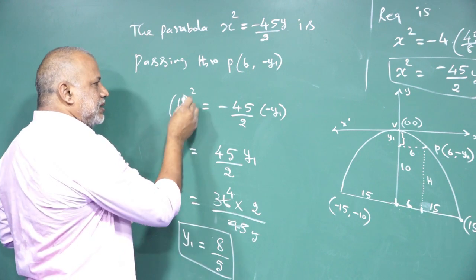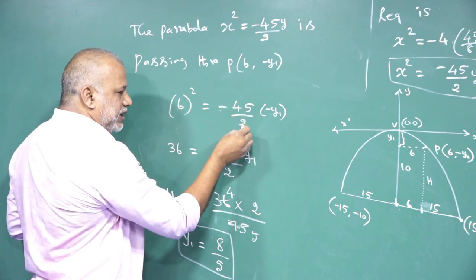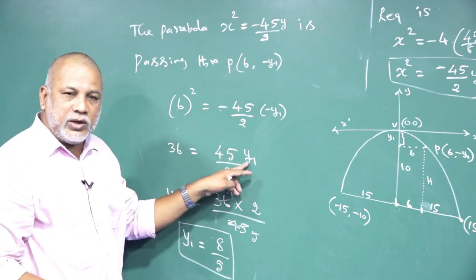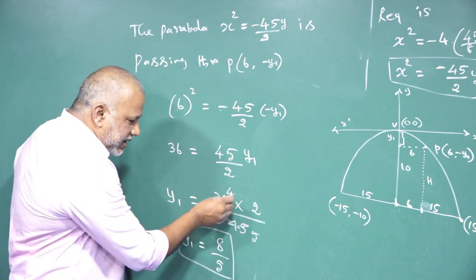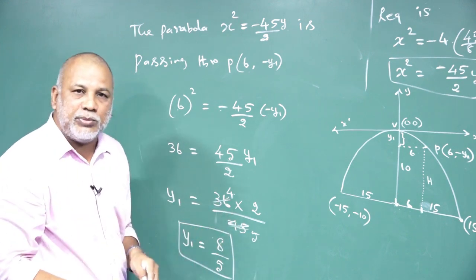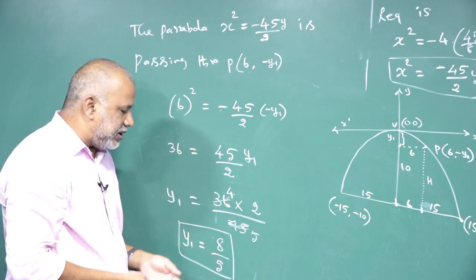Just simplifying, 6 squared is 36. 45 by 2, both the negatives will be removed. Therefore, 45 by 2 y1. We need to find y1, just cross multiplying 36 times 2 divided by 45. We can cut the values with the help of the ninth table. 4 9s are 36, 5 9s are 45. 4 into 2 is 8, divided by 5.